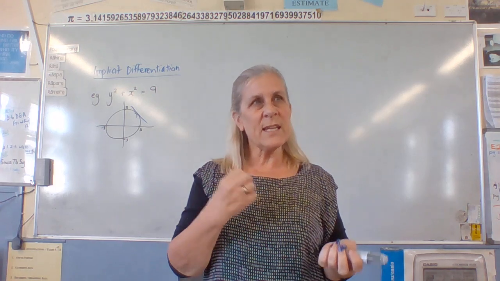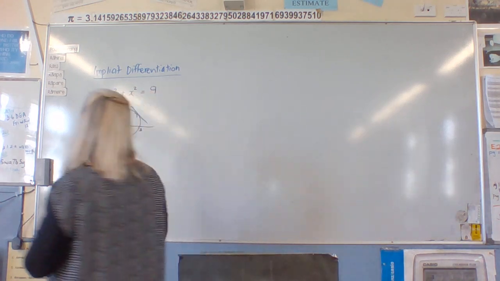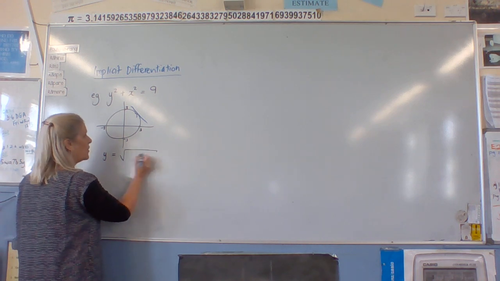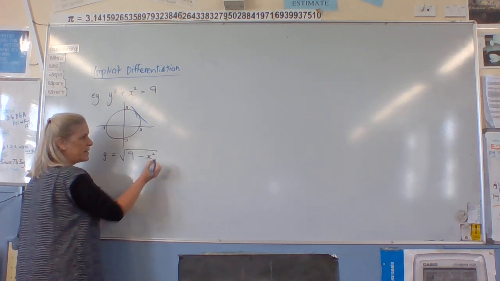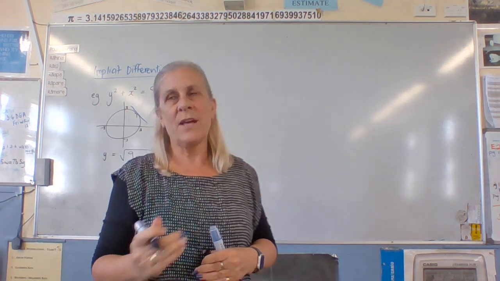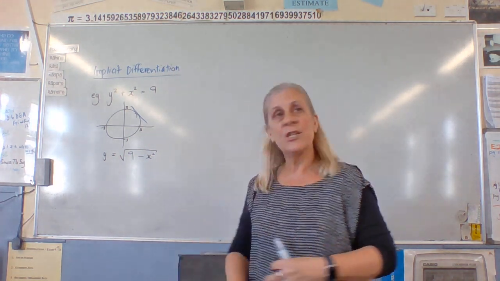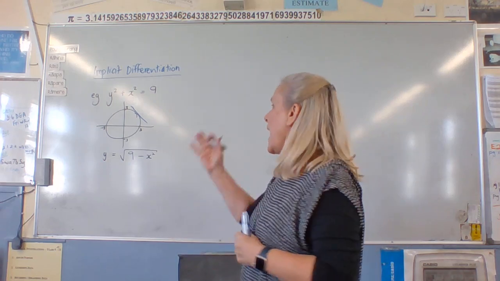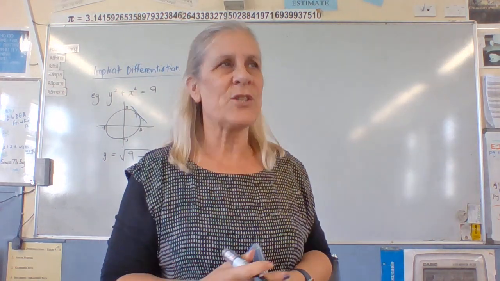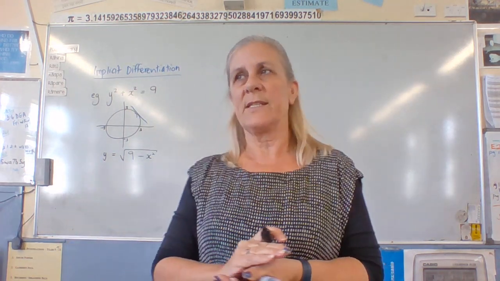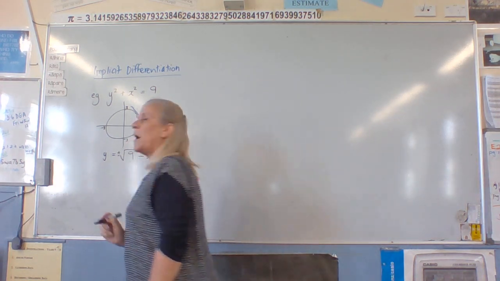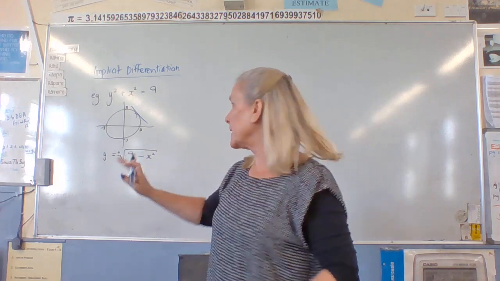I've got y's and x's in this. So I could rewrite this. I could write it as y equals the square root of 9 minus x squared. Right, that's fine. I can rewrite that. And now I could use the chain rule and differentiate that. But I'm not going to, because that is not what we're learning today. I could do that. Oh, I would probably need a plus and a minus here to get those both sides of the line.